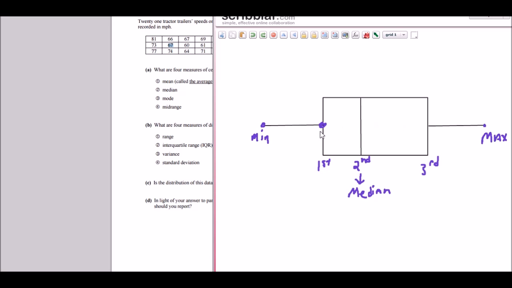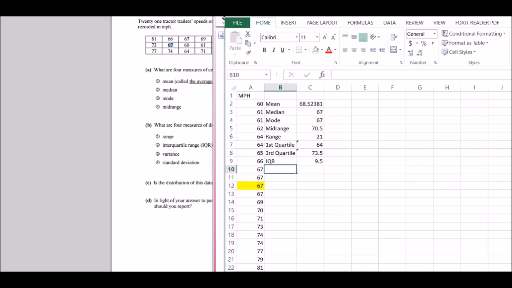Interquartile range is just saying, hey, what's the range of the middle 50%? That's what the interquartile range means. That's all. Just a big fancy way to say, hey, what's the middle of the middle 50%? All right. Whew. Let's keep going here.